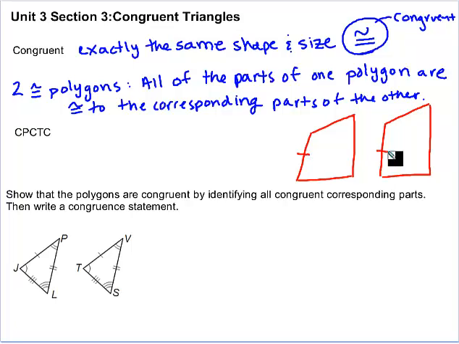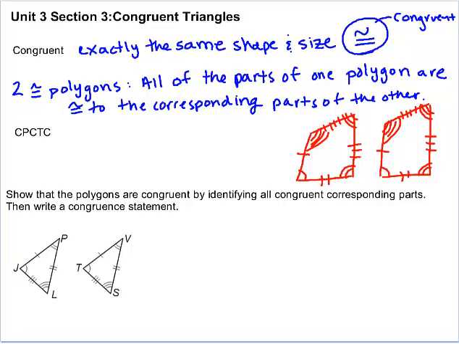So those two sides would need to be congruent to one another. These bottom two sides would have to be. The right-hand side would have to be, and the top-hand side would have to be. Not only the sides, but it also refers to the angles. So these two angles would have to be congruent. These two would have to be, these two would have to be, and those two would have to be. When you have that case, then we know two polygons are congruent.